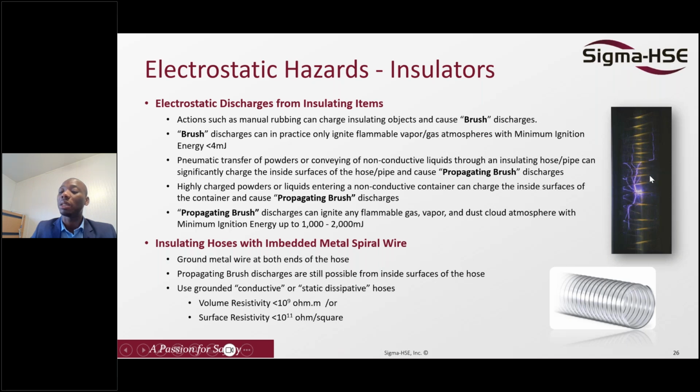However, you still have propagating brush discharge, where you can see in the picture on the top right. You can see there's a breakdown voltage between the metal and the insulator, which is the plastic. So anytime you're using this kind of flexible hose, you need to ensure that the hoses are static dissipative or conductive hoses and the wires are bonded at each end.